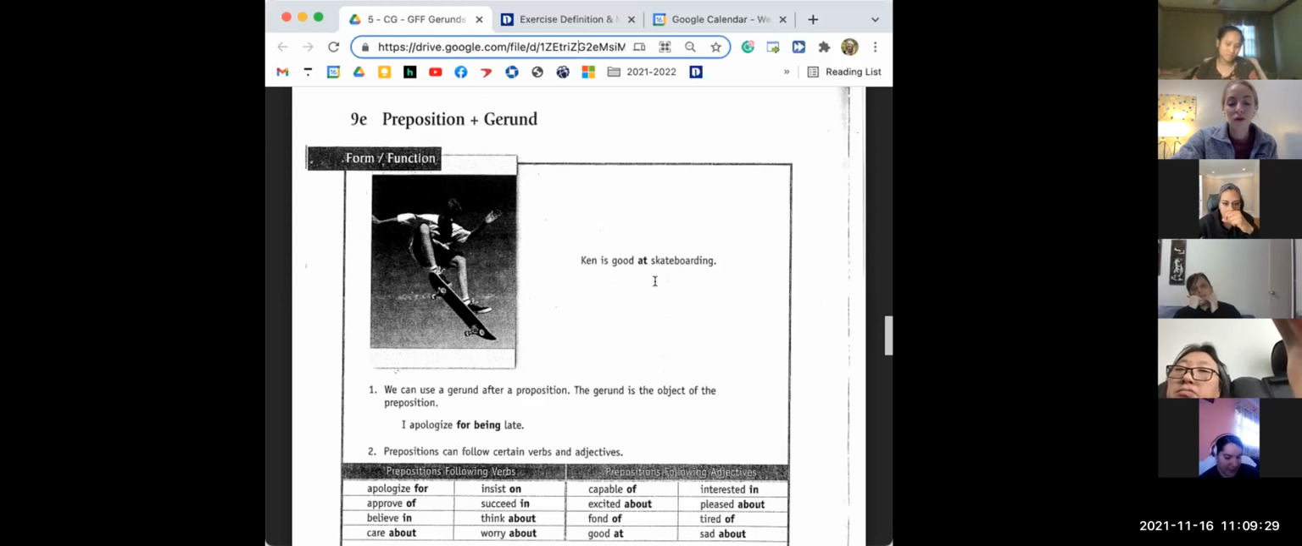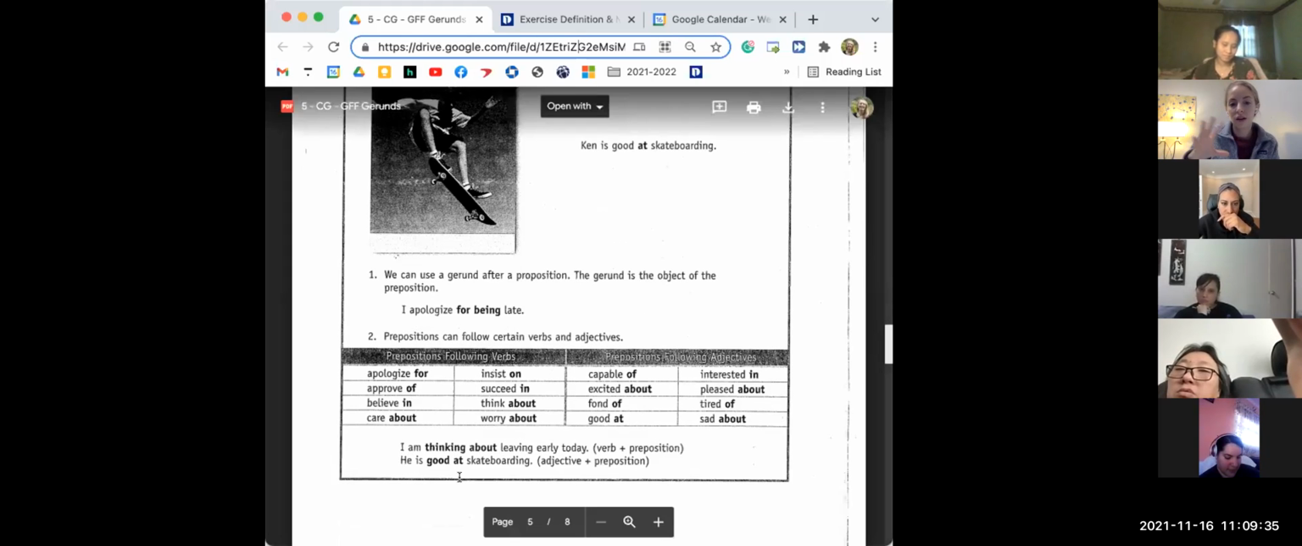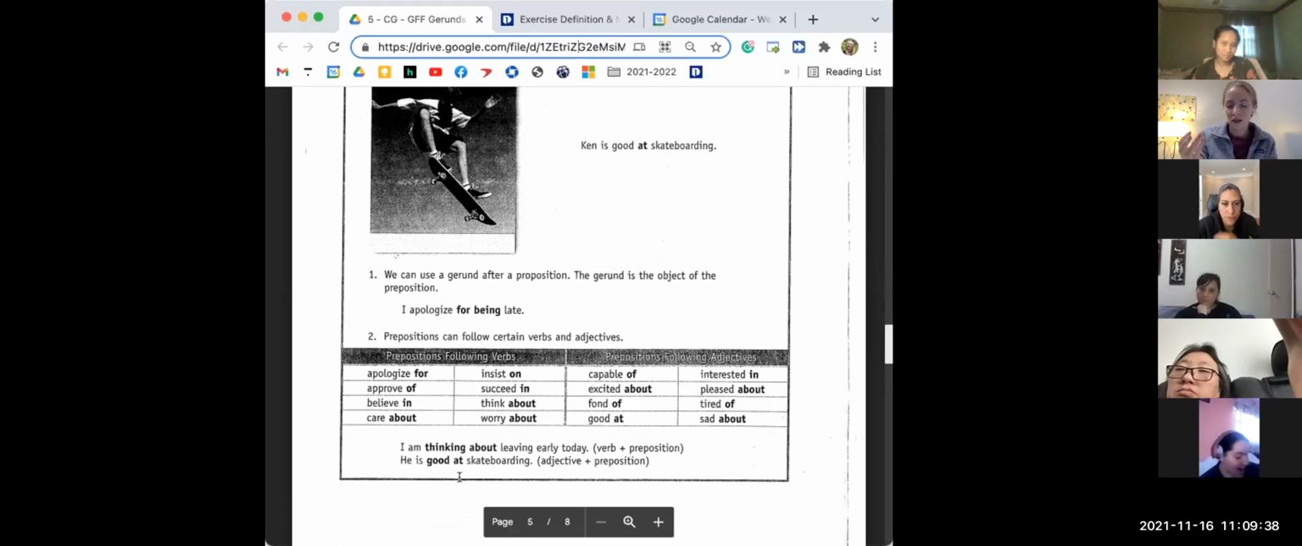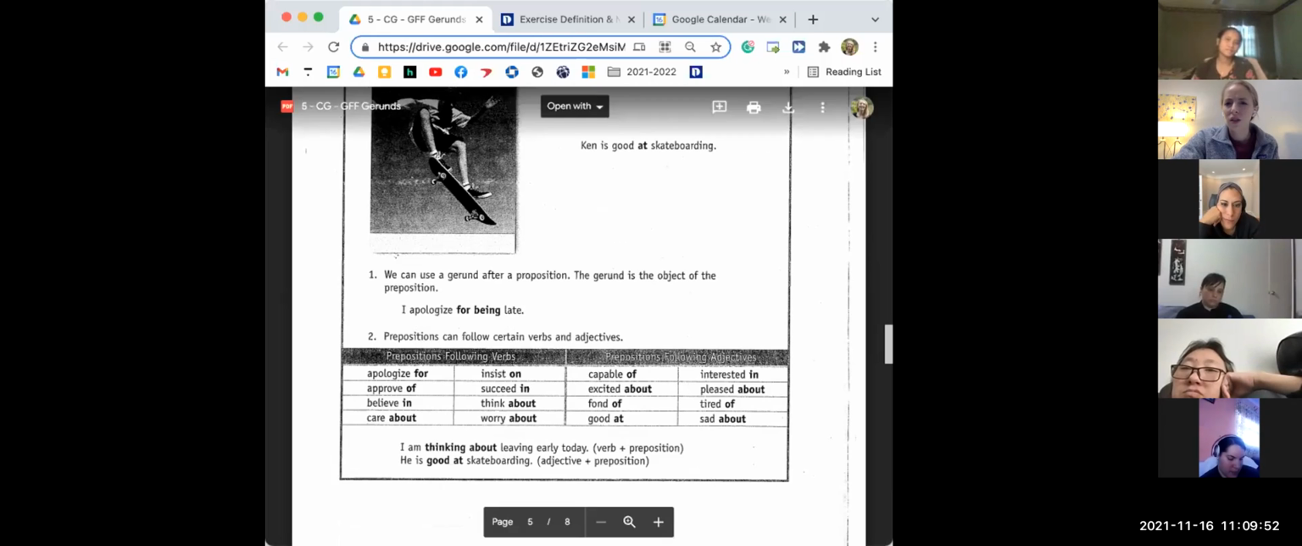Prepositions tend to follow certain verbs and adjectives. These are just common expressions, or common ways that the language is used. And we use the gerund after these certain combinations of prepositions: prepositions with a verb and prepositions with an adjective. So let's look at some of those prepositions here.